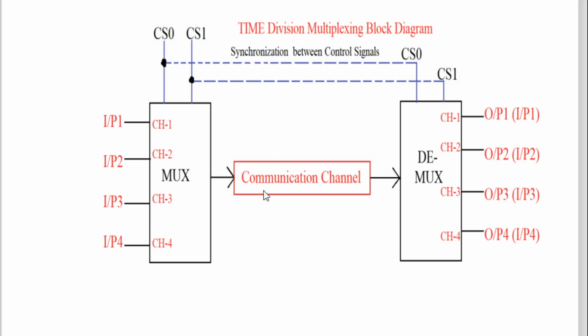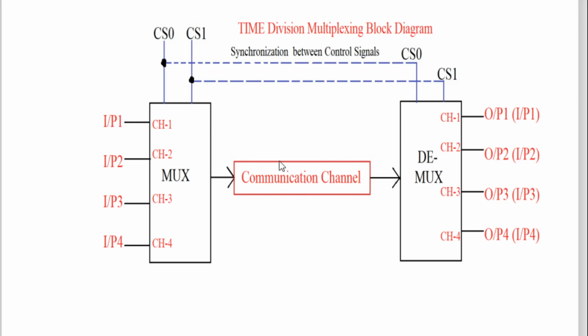And what is done in that logic? At a time, only one information signal is passed on that communication channel. The logic is very simple. At a time, only one information signal out of four is passed on the communication channel. In this way, effective utilization of that bandwidth is done.